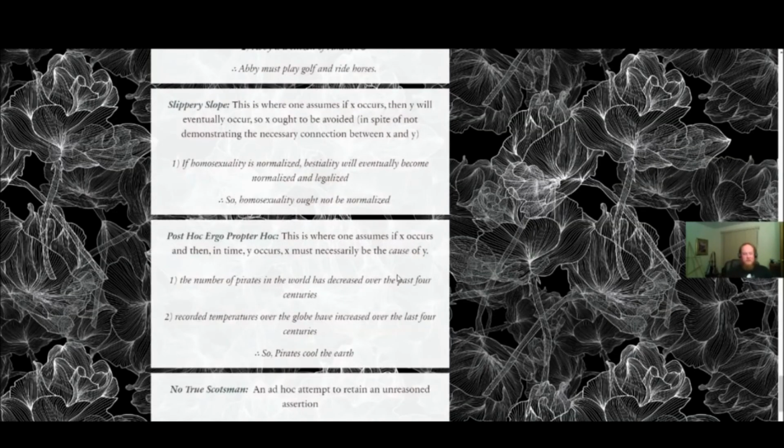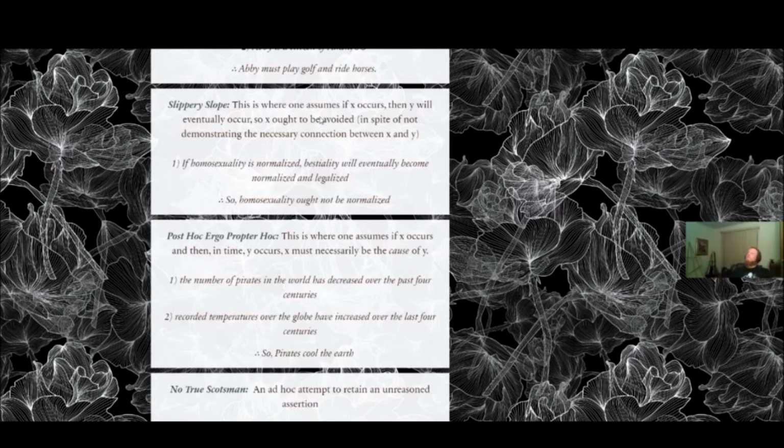These next two, very common. Slippery slope and post hoc ergo propter hoc. Slippery slope, this is where one assumes that if something happens, then something else will happen. So you should not do the first thing because the second thing will happen. But what makes a slippery slope is where you don't say how they're connected. So it's perfectly legitimate to say, hey, if we do this one thing, it will lead to something else. That's not slippery slope. But I'll hear people say this all the time.